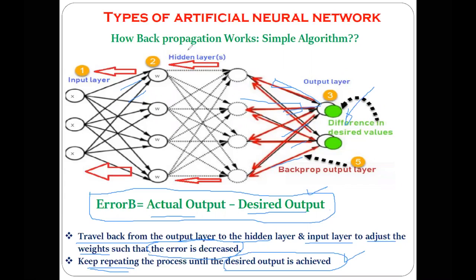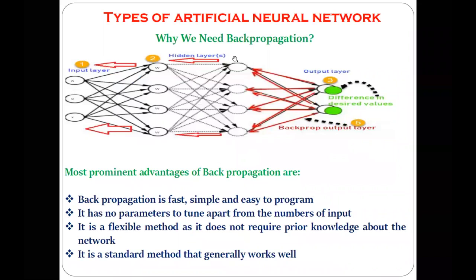That is the concept of back propagation. Yes, sir. And from this, I have mentioned some of the prominent advantages of back propagation here. It is fast, simple, and easy to program. You can program it easily. It has no parameters to tune apart from the number of inputs. It just has to utilize whatever parameters are there in the input layer, hidden layer, and the output layer. Only on that does it have to work.